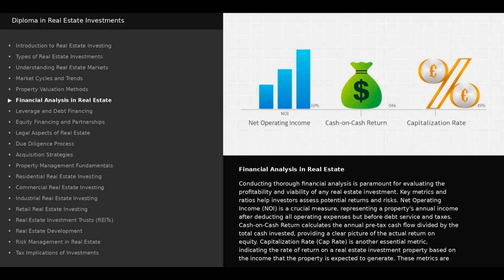Financial analysis in real estate. Conducting thorough financial analysis is paramount for evaluating the profitability and viability of any real estate investment. Key metrics and ratios help investors assess potential returns and risks.